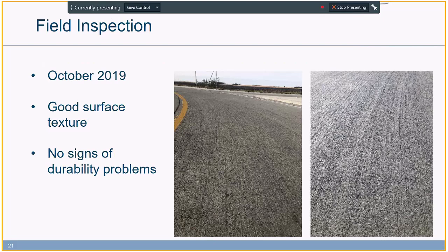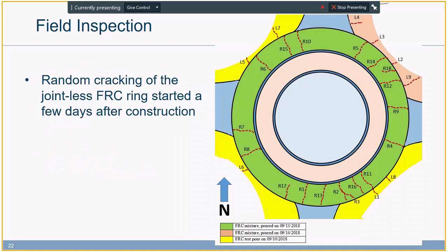Overall, I should say, after more than 1 year of being in service, very good surface texture, no signs of durability problems and material related distress. And I should say the only problem that we could see was the random cracking.